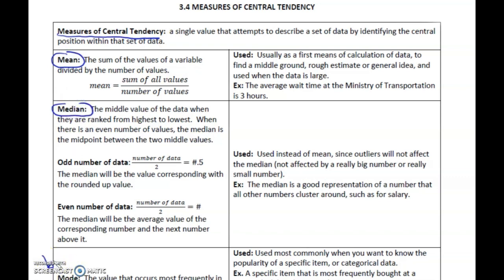Okay, so when we think of mean, we think of the average. Another word for mean is average. This is when we sum all the values and we divide it by the number of values. Okay, when do we use this? We use this usually as a first means of calculation of data. It's to find that middle ground or a rough estimate or general idea, and it's used when the data is large. An example of this is the average or the mean wait time at maybe the Ministry of Transportation is 3 hours.